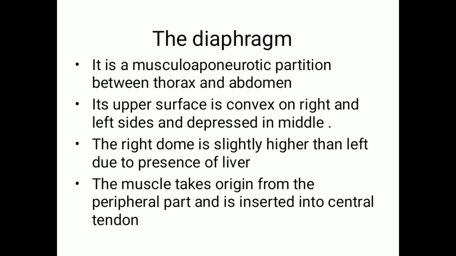If you see the shape of it, its upper surface is convex on the right and the left side and depressed in the middle. The right dome is slightly higher than the left due to the presence of the liver. See, the right dome will be slightly higher because on the right side in the abdominal region you see the liver. The muscle takes origin from the peripheral part and is inserted into the central tendon.